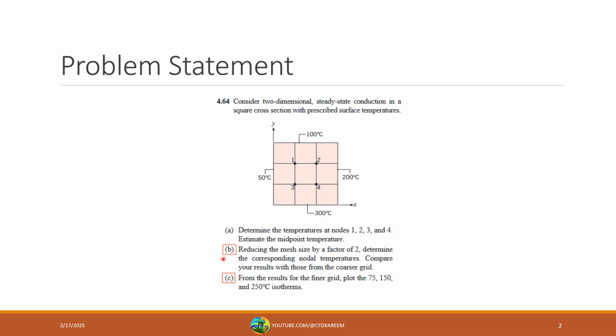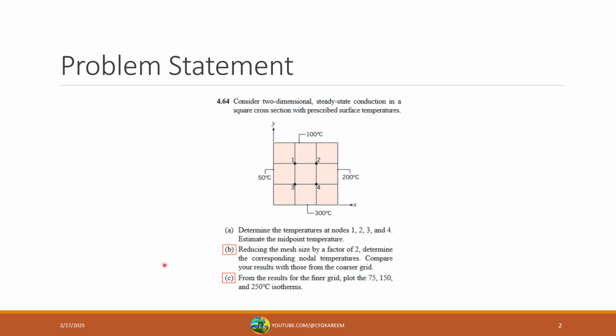For B, we're asked to reduce the mesh size by a factor of 2 and determine the corresponding nodal temperatures. And we're asked to compare the results from those with the coarser grid. And then finally for C, we're asked from the results for the finer grid, plot the 75, 150, and 250 degrees C isotherms.